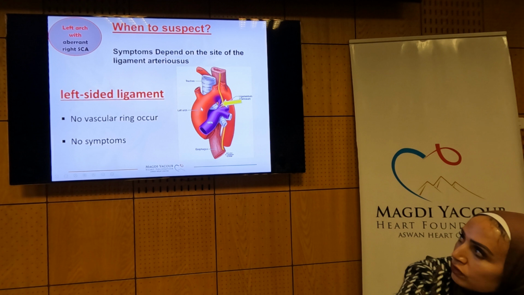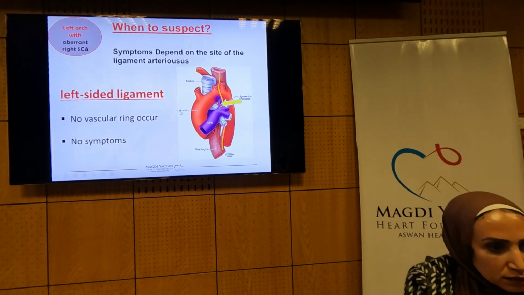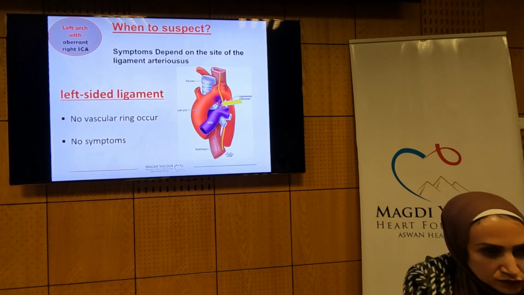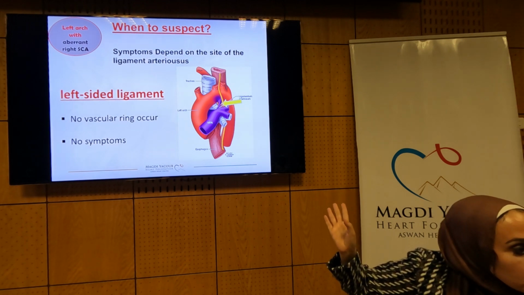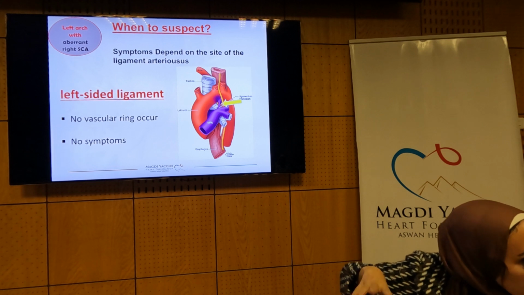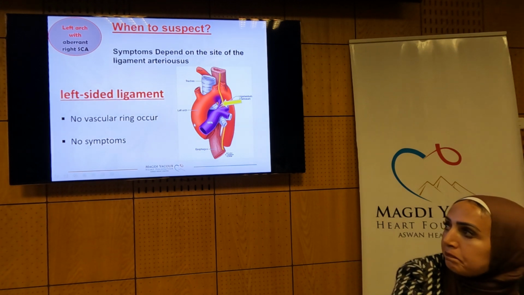This is the ascending aorta. Now we have this arch, and we have here the right subclavian, and this is the ligamentum arteriosus. So the esophagus and trachea do not have a vascular ring. So all segments are on the left. So the right side does not have any structure to encircle the esophagus and trachea.